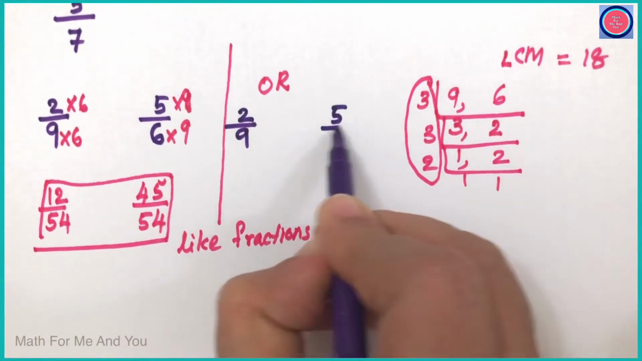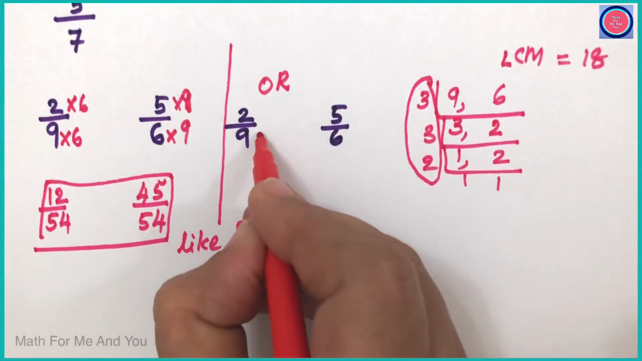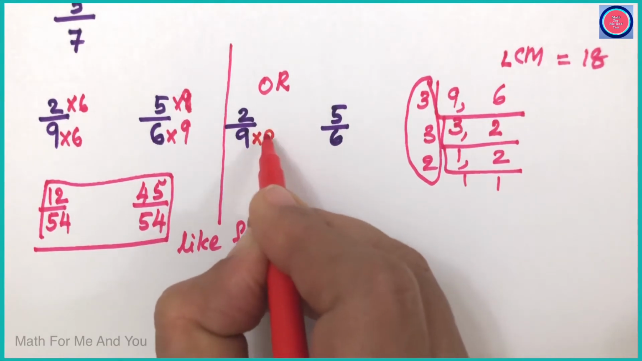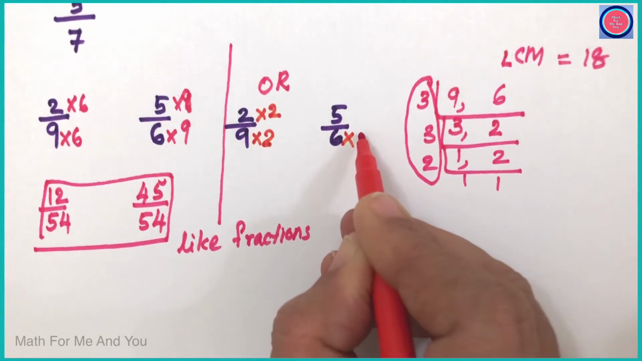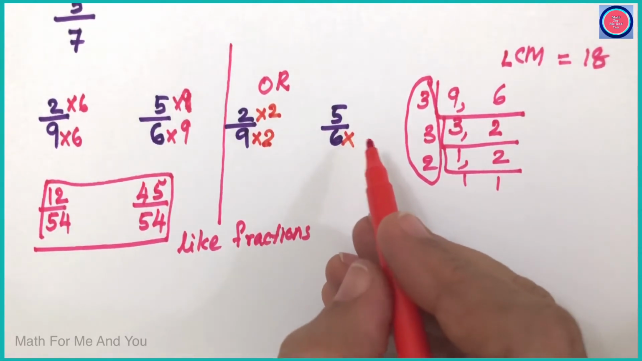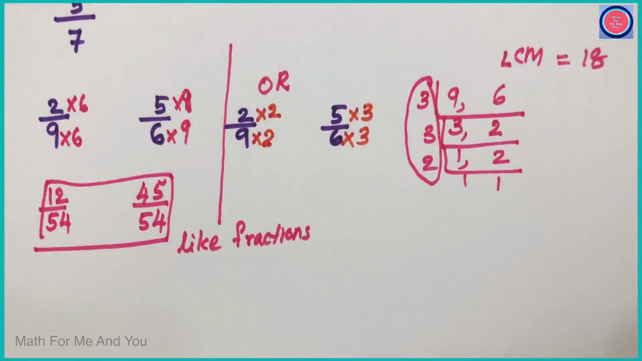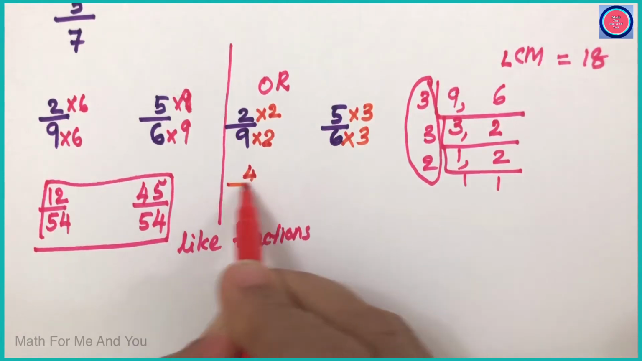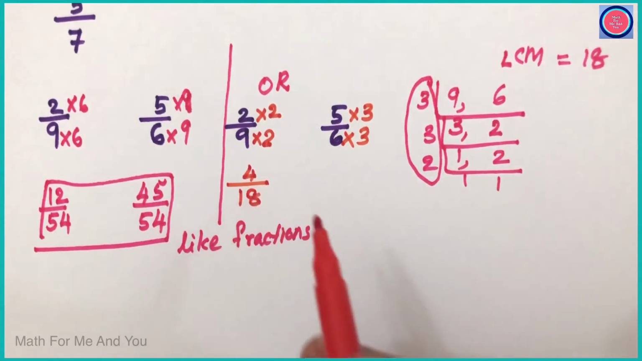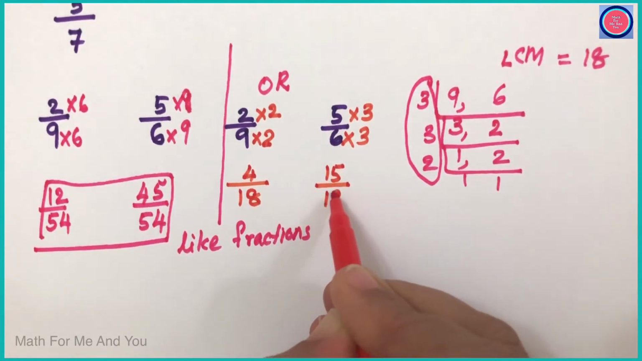2 over 9 and 5 over 6 are the two given fractions. Denominators are 9 and 6. Now we are going to change 9 to the number 18. How? 9 times 2. So the same number we multiply to the numerator, and the second fraction we multiply with 3. 6 times 3, 18. Also we multiply the numerator 5 with 3. Then both the fractions will change. We get 4 over 18, the first fraction, and the second fraction 15 over 18.